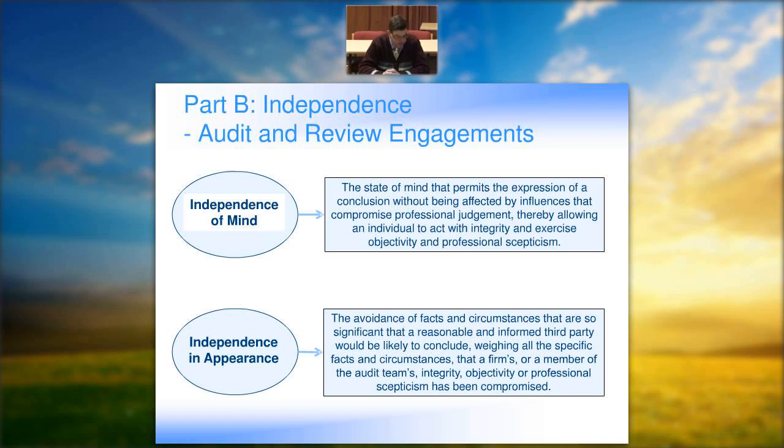Independence in appearance, well, all that's really saying is that you should avoid facts and circumstances that are so significant that a reasonable and informed third party would be likely to conclude, weighing all the specific facts and circumstances, that a firm or a member of an audit team's integrity, objectivity, or skepticism has been compromised. In other words, even if you as a practitioner think that you are of an independent mind, it may be that actually you're not, or it may be even if you are, that somebody else might think you weren't, and even that situation must be avoided.